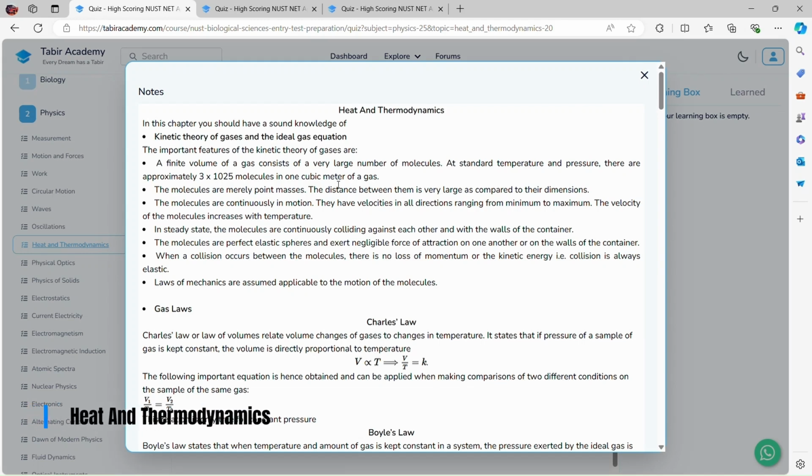Alright, so our topic for today is heat and thermodynamics. In this chapter, you should have a sound knowledge of kinetic theory of gases and the ideal gas equation. Some important features of kinetic theory of gases are as follows.